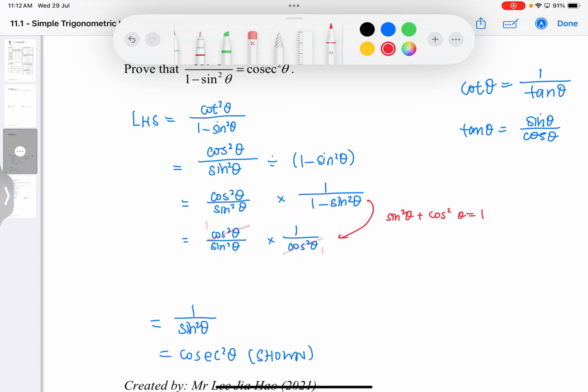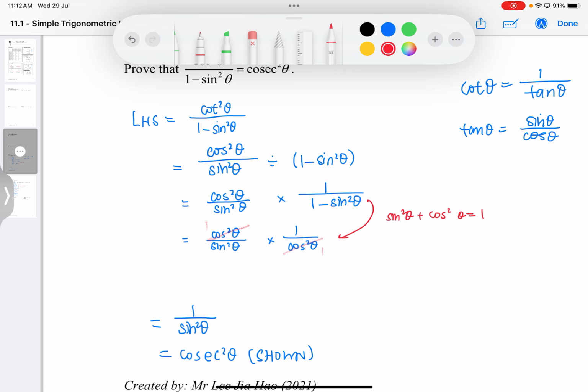I'll leave you to try out the rest of the proving questions. The revision package I prepared for you also has proving questions for you to try. Once you're done with that, go and practice over the weekend. Alright, we'll now move on with 11.2.